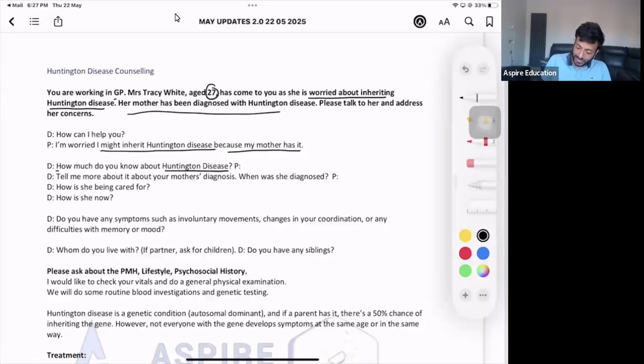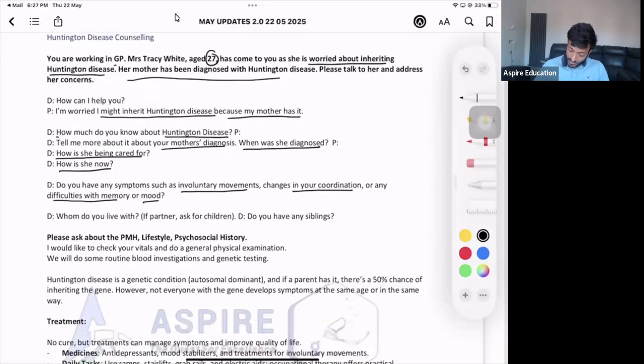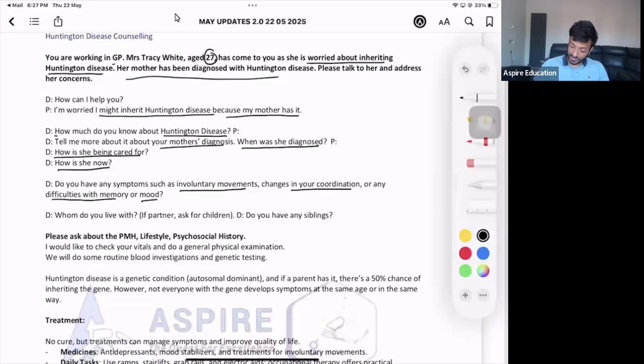Then tell me more about it, like about your mother being diagnosed, when she was diagnosed, how she is being cared for, what treatment she is getting, how she is now, all those things. Now ask about symptoms, whether this patient has any symptoms or not. For example, any involuntary movements, any coordination problem, any difficulty with memory, mood, all those things you can ask. Now, we know it's autosomal dominant. What is an autosomal dominant disease? So it simply means, just a sec.